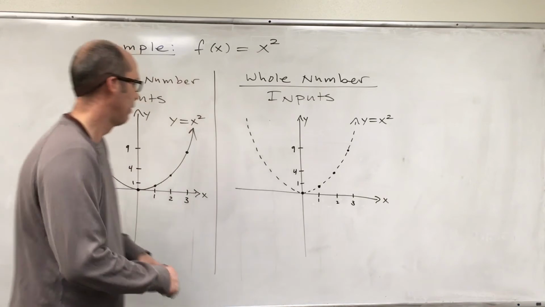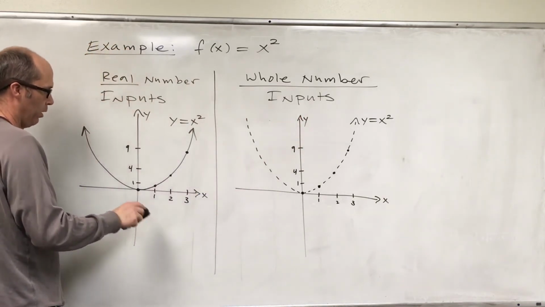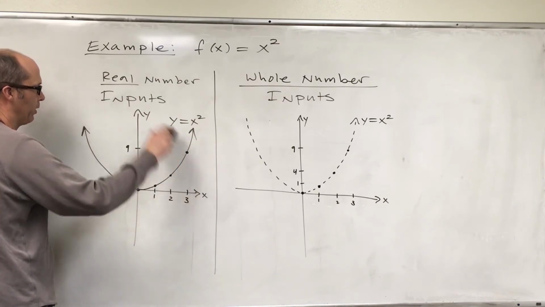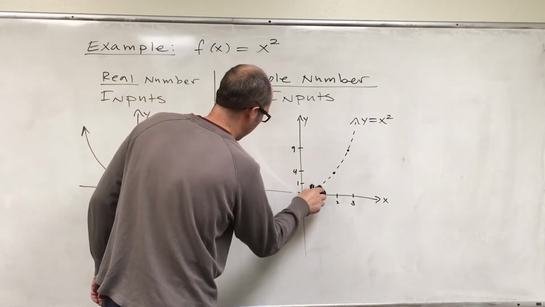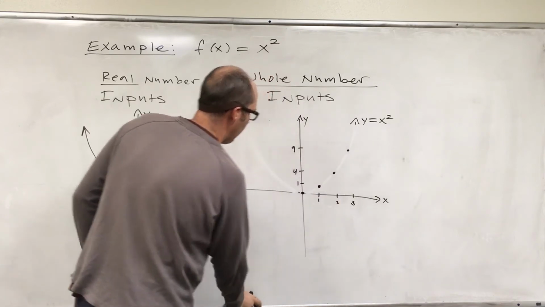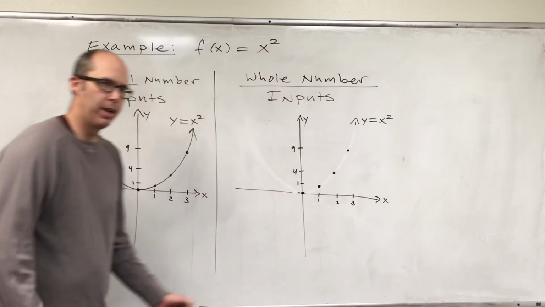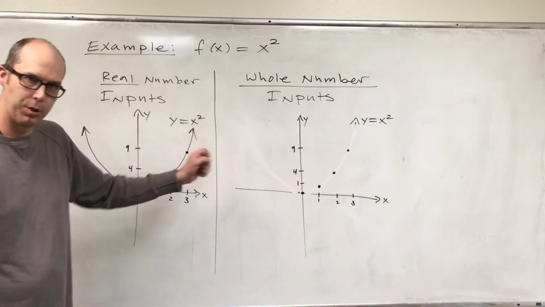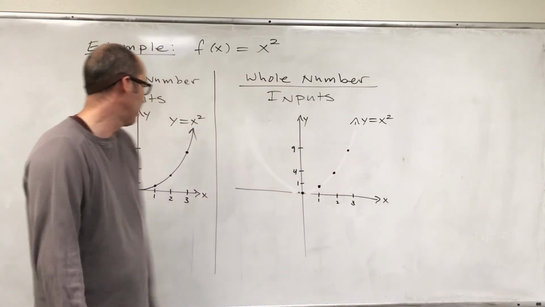So the graph of y equals x squared looks like all the dots of all the whole number inputs on this graph here. So, let's see. Okay. Now, because these graphs look so much different, right? They're just a bunch of dots. There are a bunch of dots because there's only whole numbers as inputs.